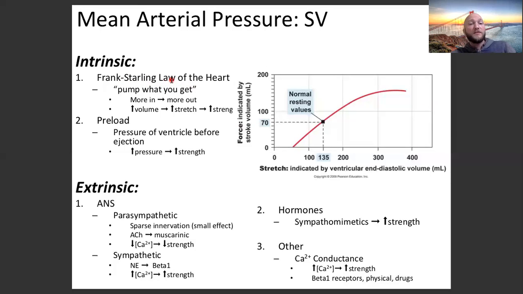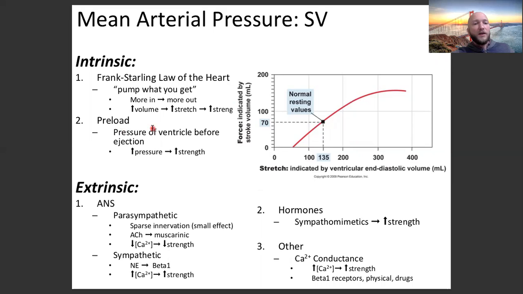So that's what the Frank-Starling law of the heart says. If no blood returns to your ventricle, no blood will be pumped out, your stroke volume will be tiny. If a lot of blood returns to your ventricles and your ventricles get stretched and are full of blood before systole starts, you're going to have a big stroke volume. Increased volume, increased stretch, increased strength of contraction. Decreased volume, decreased stretch, decreased strength of contraction.